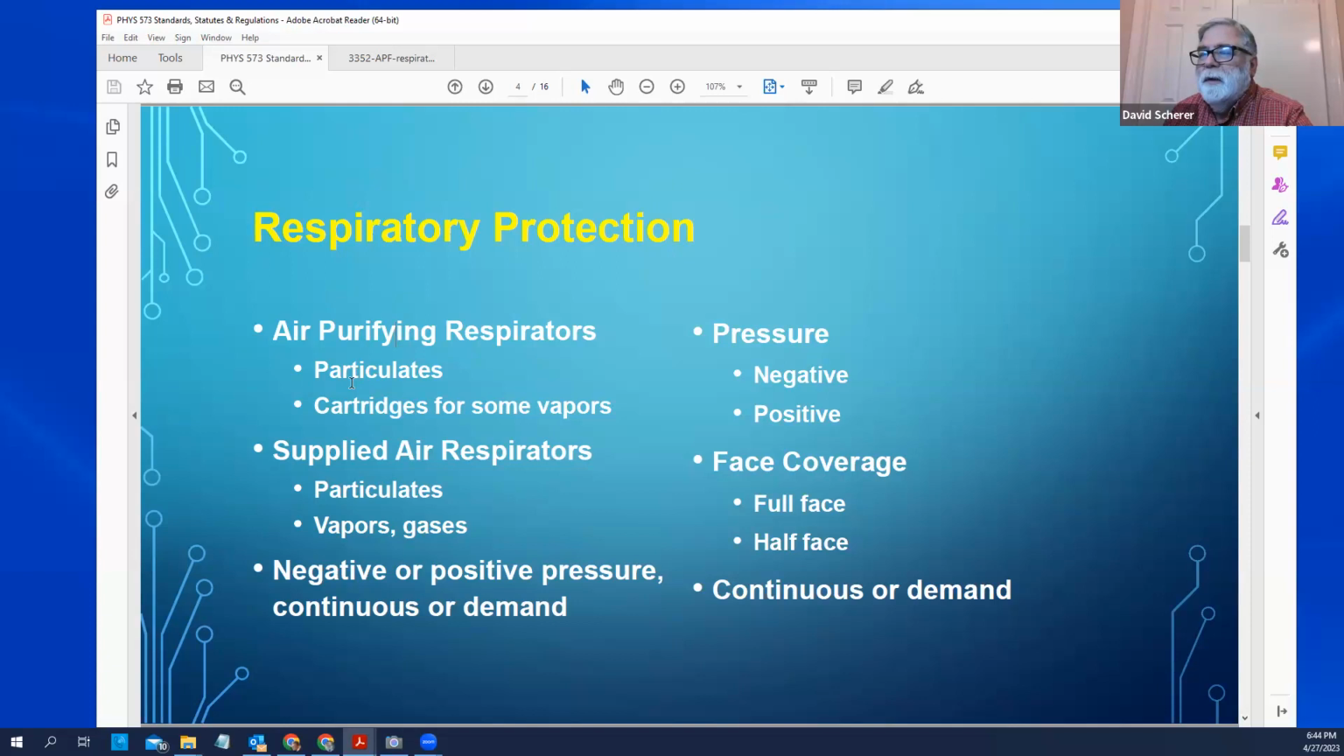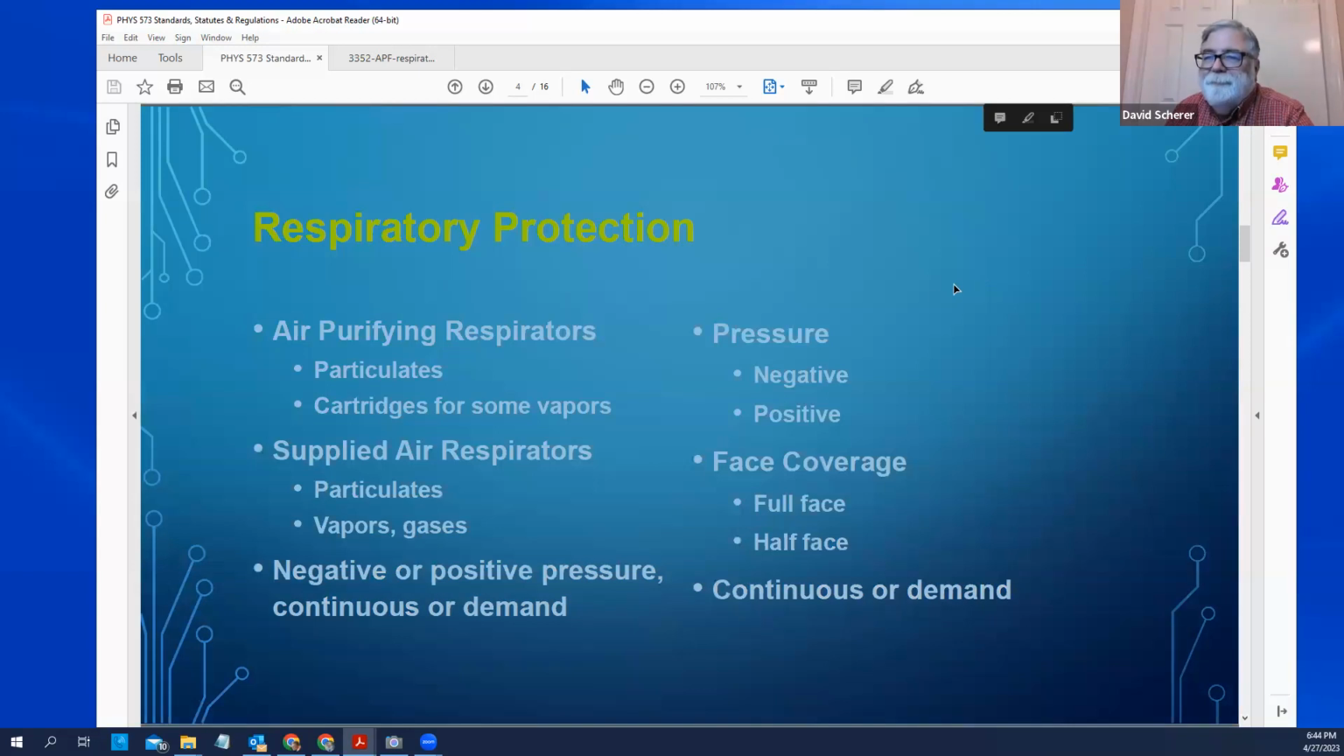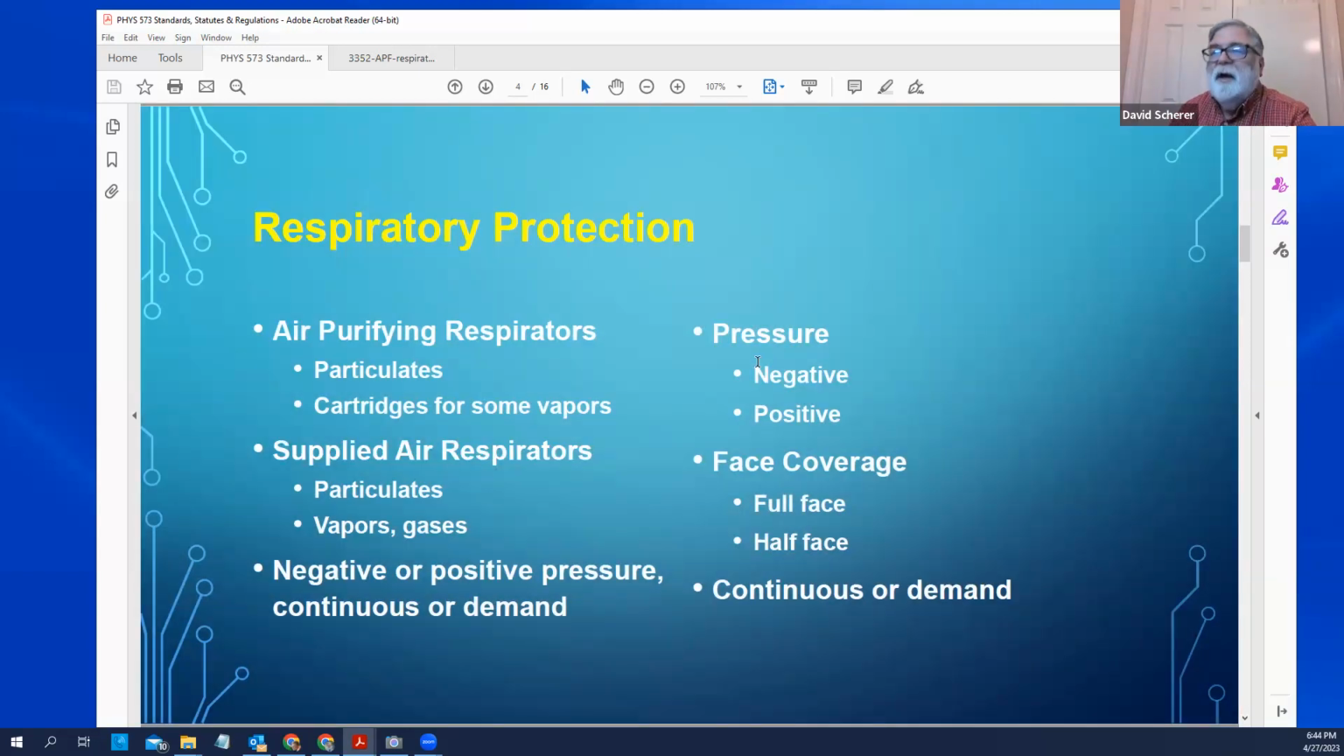but they're only good for the chemicals that they're designed to filter. In addition to air purifying respirators, the other class is supplied air respirators. Supplied air respirators are just what they say. They supply air to you from some other source, not in the immediate vicinity. They do protect against particulates because the air is coming from somewhere where the particles aren't in the air, but they also protect against vapors and gases because you're not breathing the air from the hazardous environment.